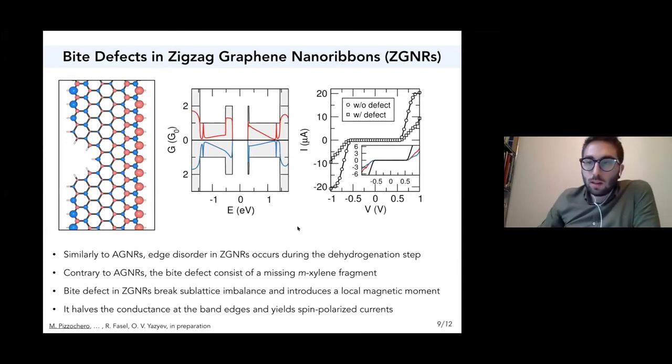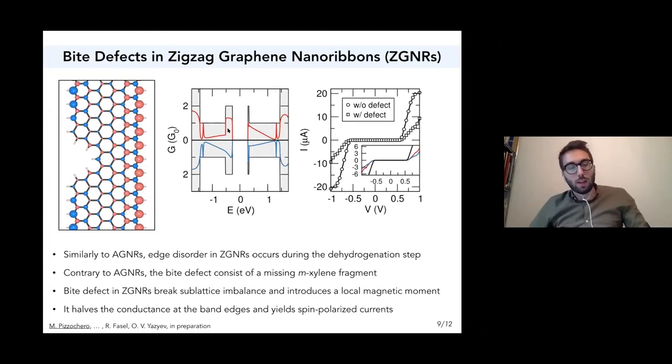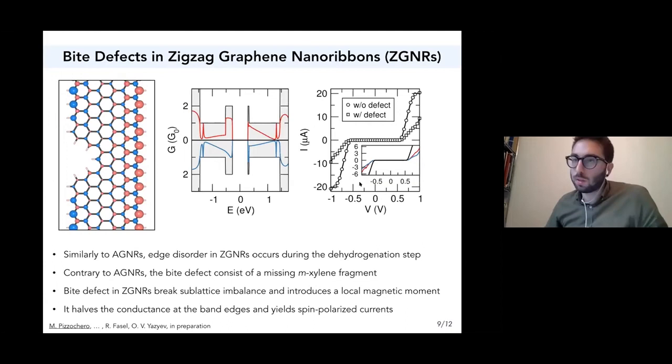Again, we have studied the electronic structure around these bite defects in the zigzag edges. And the first remarkable result is that the introduction of these bite defects in the zigzag edges breaks sublattice imbalance. And this means that they introduce a local magnetic moment, which is two Bohr magnetons. So you basically remove a different number of carbon atoms from the A and B sublattices. So again, the introduction of these bite defects decreases the conductance, but given the sublattice imbalance, the conductance for the spin up and spin down channel is different. And this in turn is reflected in the IV characteristics in which you may achieve spin polarized currents with a spin polarization that is approximately 20% for a bias voltage of 1 volt. This means that even though bite defects are bad overall for the conductance of zigzag nanoribbons, they may be used, for instance, in the context of spintronics when you typically need spin polarized currents.